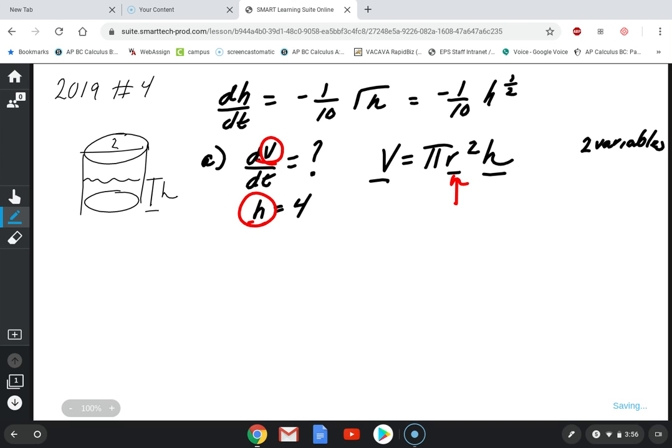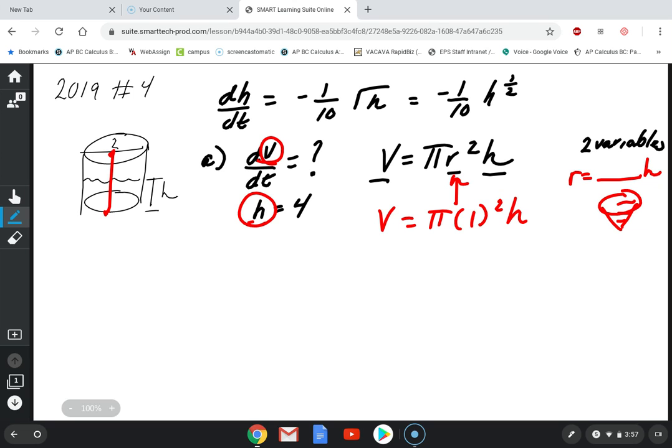Now, if r is changing in its value in any way, we have to replace it with some function that involves h. So we would need r to be something in terms of h. For example, if it was a cone, then the radius would be changing at every different height of the cone. But because we're dealing with a cylinder, the radius going all the way through is always going to be 1. So I can write this as V equals pi times 1 squared h, because the radius is not changing along that cylinder.